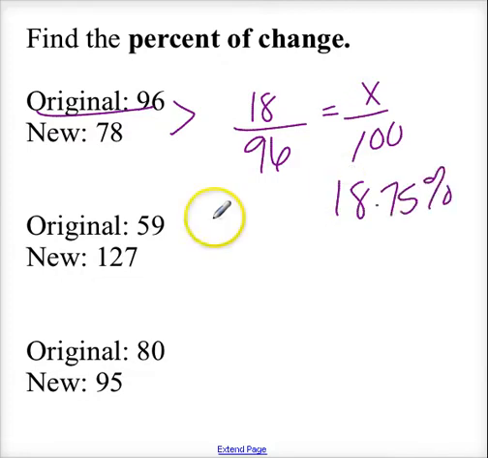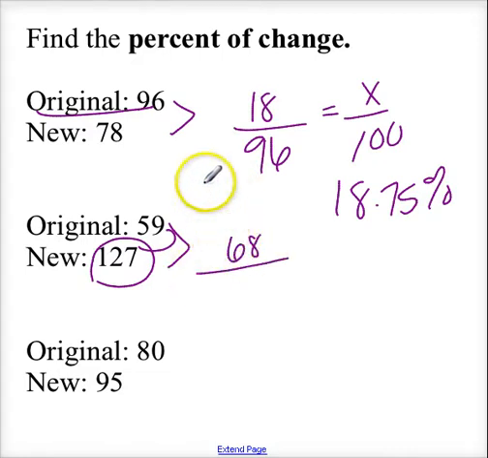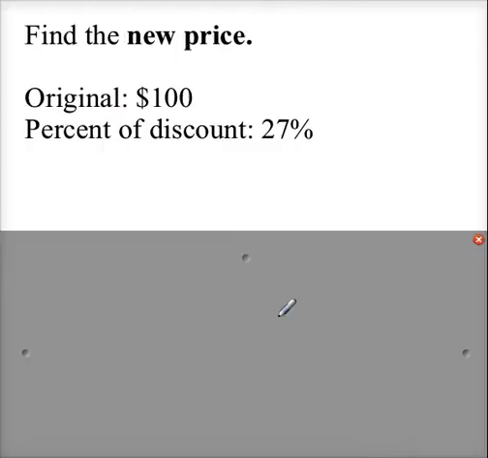18.75%. So in the second example, when I'm finding the change, it's okay to start with the new and subtract the original amount, 127 minus 59. So I get 68, because you always want your change to be positive. You're finding the absolute value of that. Okay.